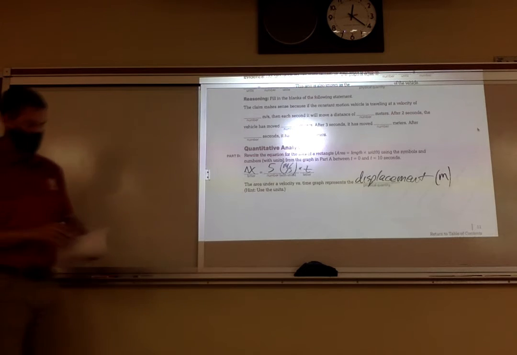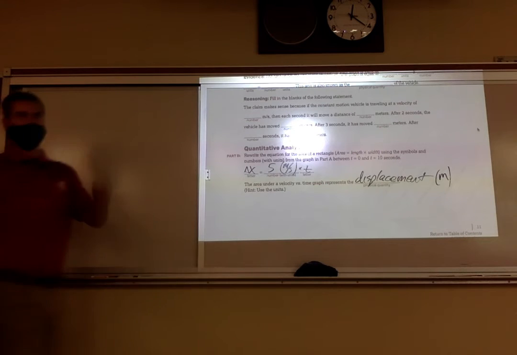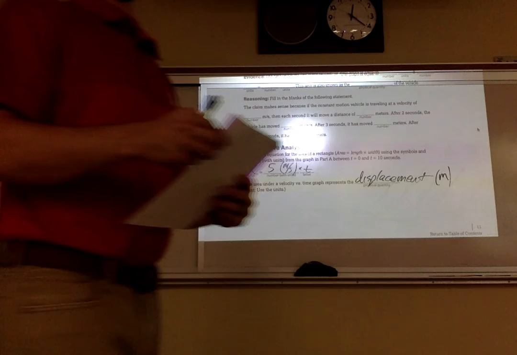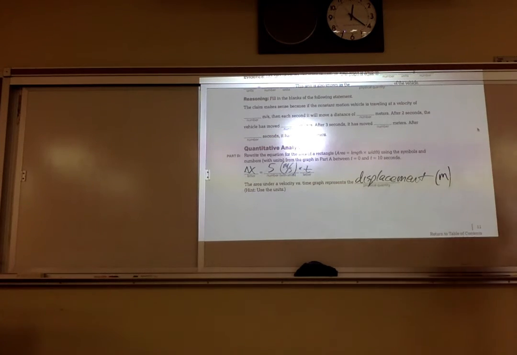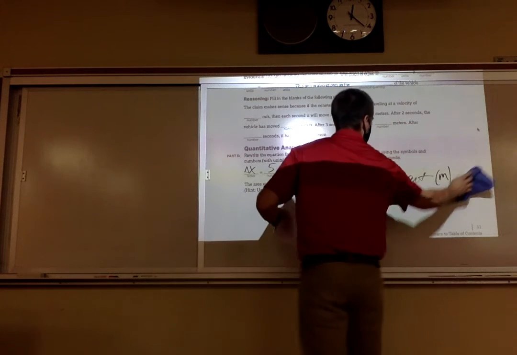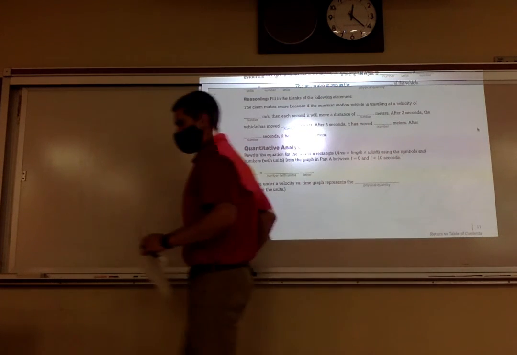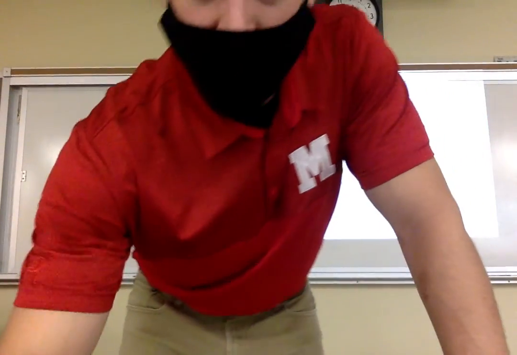So this next one, we're going to do the same thing, but we're going to shake it up. We're not going to have a constant velocity. It's not going to be a rectangle. We're going to see how we do this same process, but we don't have that easy shape. We're going to see if it still works or not. All right, so we're on 1G, graphs of velocity.